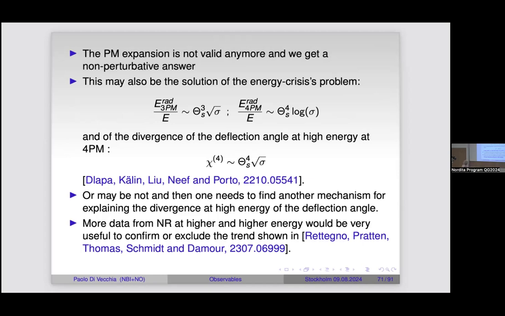From this calculation, if you compute the total radiated energy divided by the energy that you put in, you get something which diverges with the energy. So you get more energy out than you put in. So this is trivially wrong. And the same happens at 4 PM. Also at 4 PM, the deflection angle diverges at high energy.